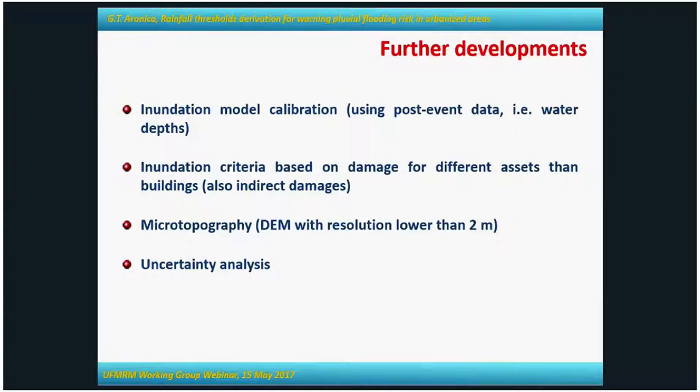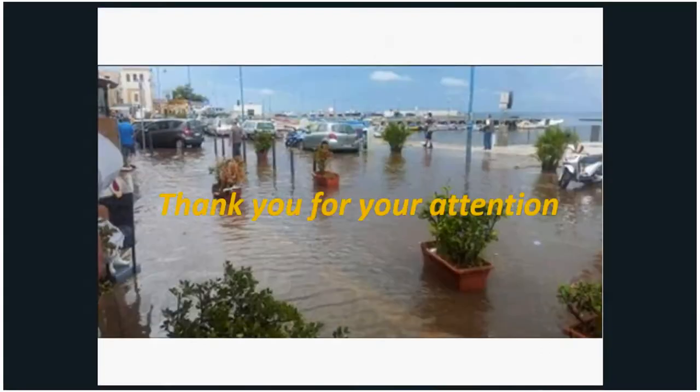So this means there is an uncertainty, and it would be correct to include a significant uncertainty analysis, to include in a quantitative way the uncertainty bounds, to add uncertainty bounds to the rainfall threshold deviation.